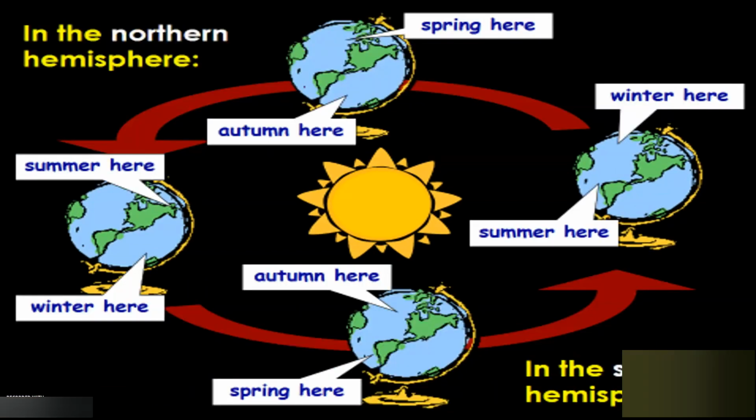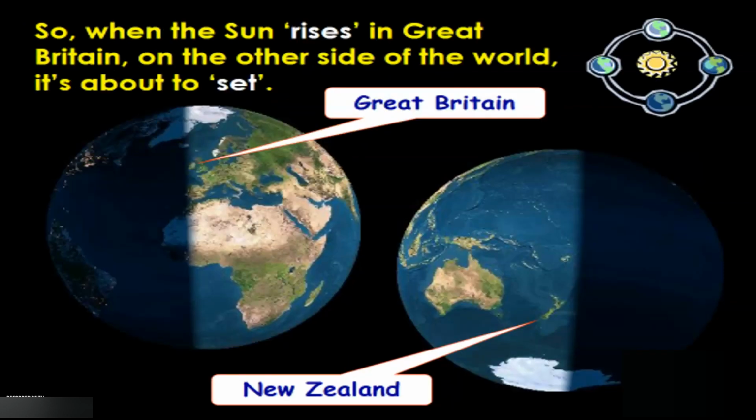So if you think about it, in the northern hemisphere, it's spring. In the southern hemisphere, it's autumn. In the northern hemisphere, it's summer. Southern hemisphere, winter. Northern hemisphere, autumn. Southern hemisphere, spring. Northern hemisphere, winter. Southern hemisphere, summer. Turkey is in the northern hemisphere. So when the sun rises in Great Britain, on the other side of the world, it's about to set in the opposite.